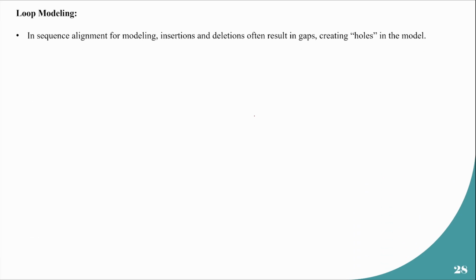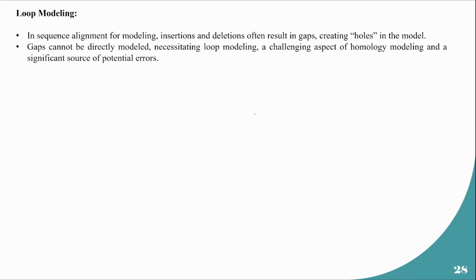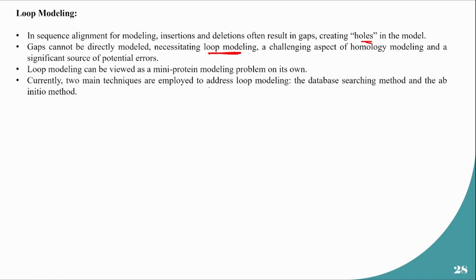But after doing the backbone modeling, there will be some regions where gaps were present in the alignments, right? Now for the gaps, since you cannot copy them from the template, it will create a hole in the model, of course. This particular part necessitates loop modeling. It is also a challenging aspect because it takes some computational power as well. And you can model the loop regions in some ab initio way.